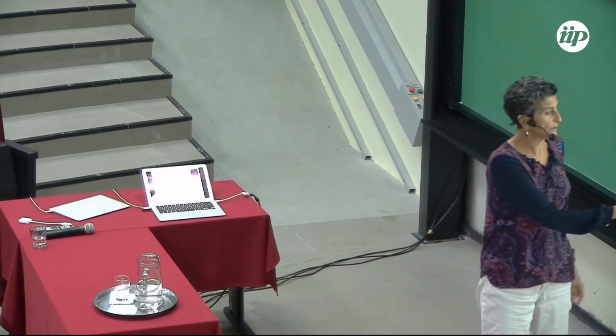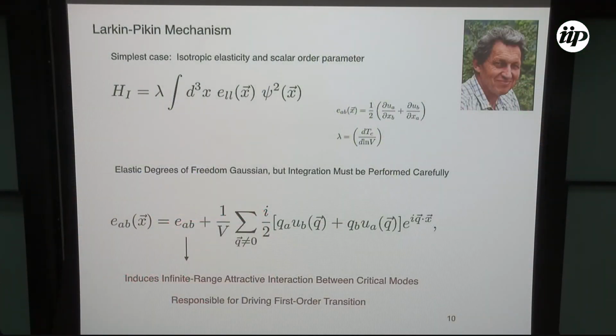The Q equals 0 term would not be there in the clamped system. So what happens after a fair amount of calculation is that we integrate out the finite Q version, and we get short-range interactions between the critical modes. However, integrating out the Q equals 0 part induces an infinite range attraction between the critical modes. And that is what was responsible for driving the first order transition.